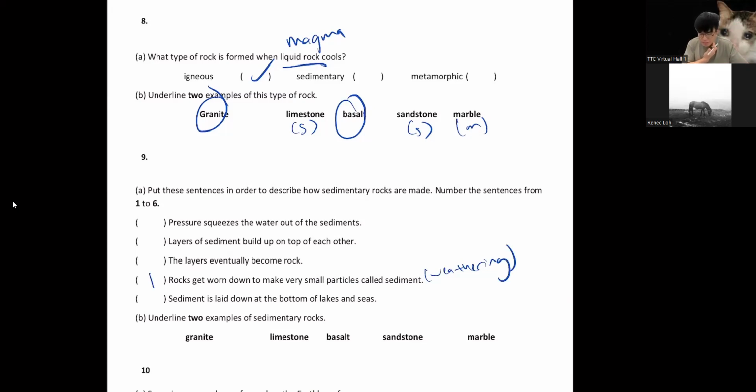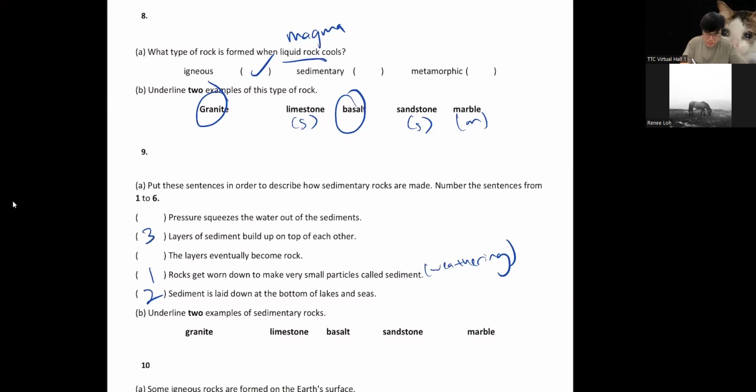Then sediment lays down at the bottom of lakes and sea. So they settle down, 沉淀. And then layers of sediment build up on top of each other, layer by layer by layer. Very slow process, this will take hundreds of thousands of years. Then the pressure will squeeze the water out of the sediment. Because of the pressure, the water will be gone, and then the layers after pressing will become rock.